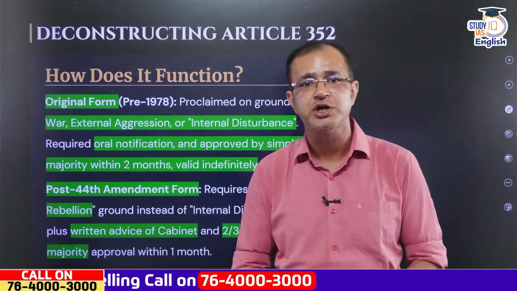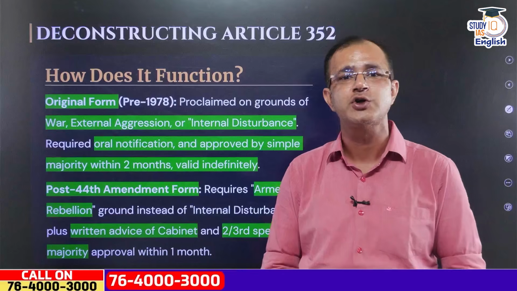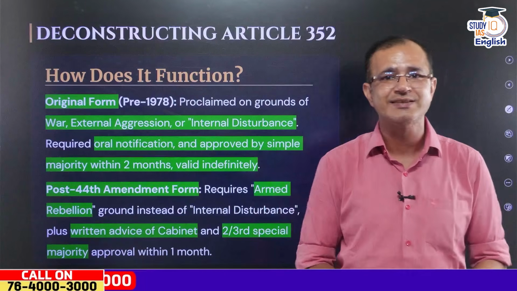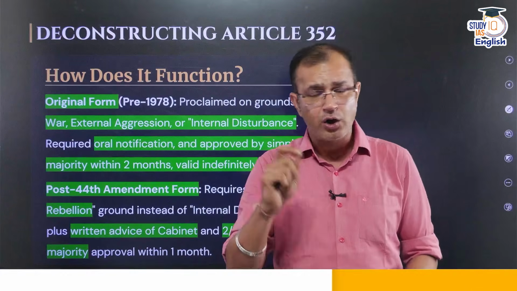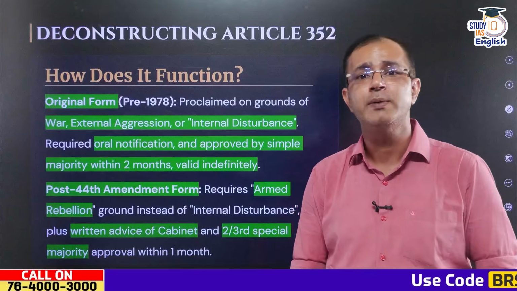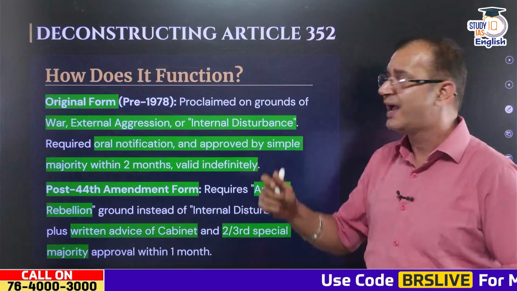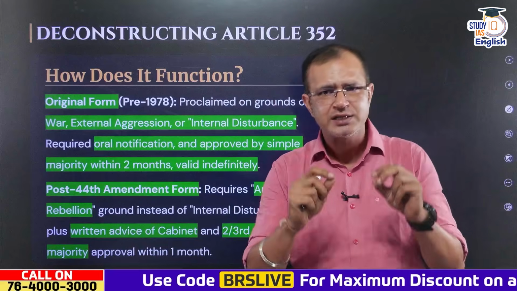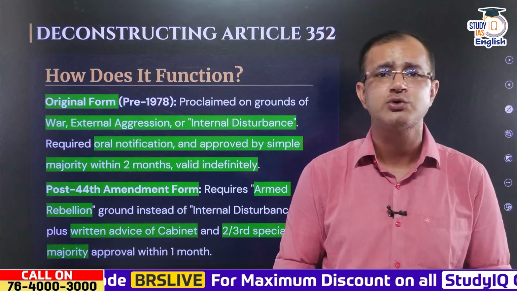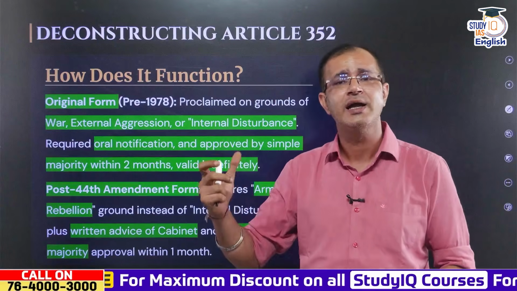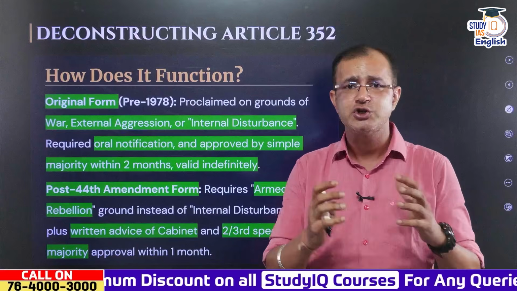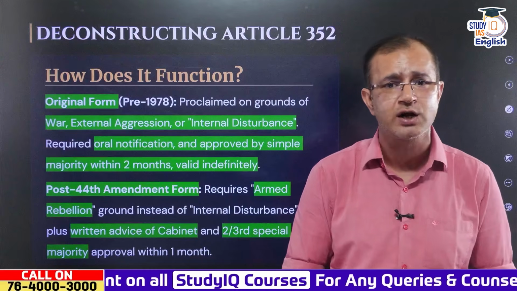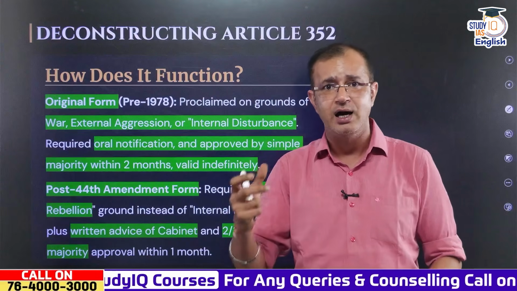When it comes to the function, there was the original form of the constitution, that was before 1978. According to this, the national emergency could be proclaimed on the grounds of war, external aggression, or even because of internal disturbance. Now, this term, internal disturbance, was quite vague. And before 1978, there was just an oral notification required, without cabinet approval.